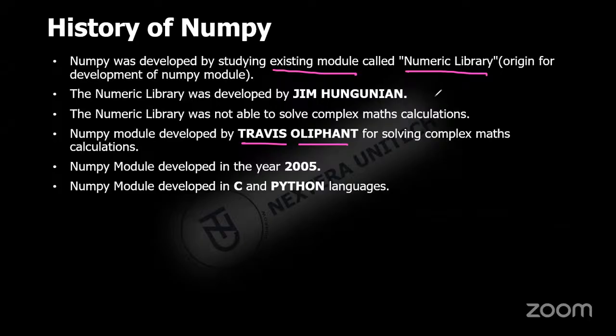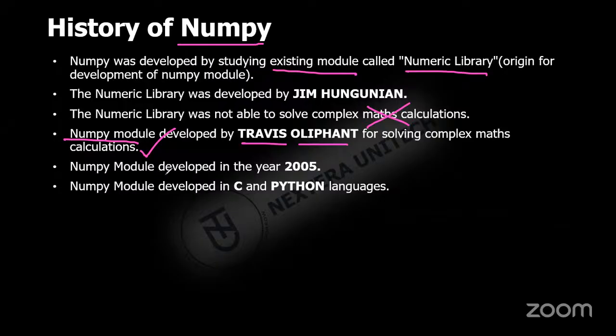But what are the challenges that we have with the numeric library? The numeric library module that existed long back was unable to solve complex calculations. These complex math calculations cannot be performed using the numeric library. So that is where Travis Oliphant developed the NumPy module, which helped us to solve complex math calculations. The challenge of the numeric library was overcome by NumPy.